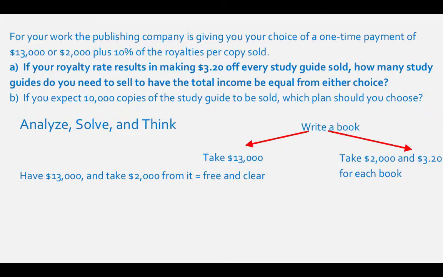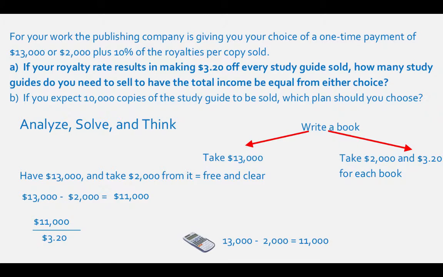For the solve step, take the $13,000 and subtract $2,000. $13,000 minus $2,000 equals $11,000. This means we could have gotten $11,000 free and clear. We'll then divide this number, $11,000, by the $3.20 we would have gotten for each book. Take 11,000 and divide by 3.20 and we come up with 3,437.5. This means we could have sold 3,437.5 books and we would have gotten the same amount of money either way.